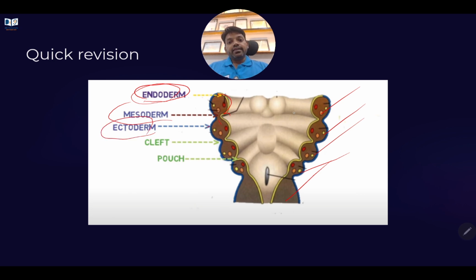Okay, and the inside depressions... I'm really sorry, the outside depressions are called clefts, but the inside ones are called pouches. So this is like the first pouch, second pouch. Okay, there are pouches.